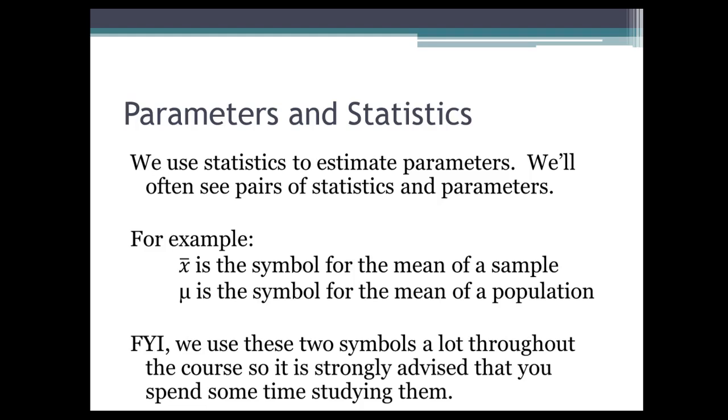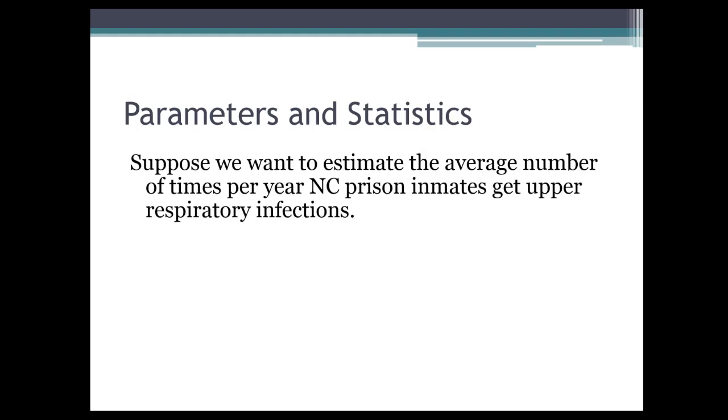So X bar is the sample mean, and that is a statistic because that's for the sample. Mu is the population mean, and that's going to be a parameter because it's for the population.